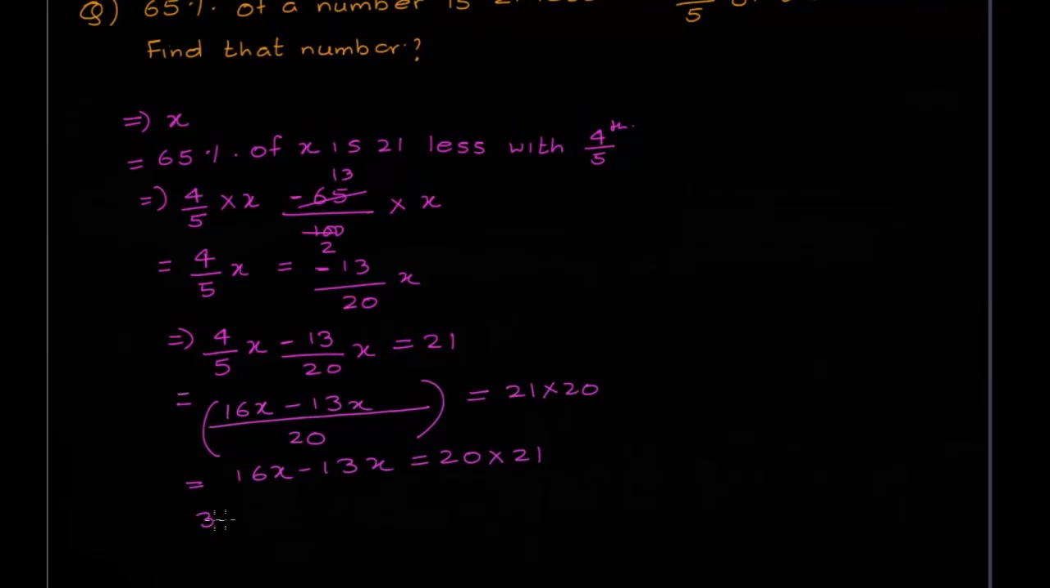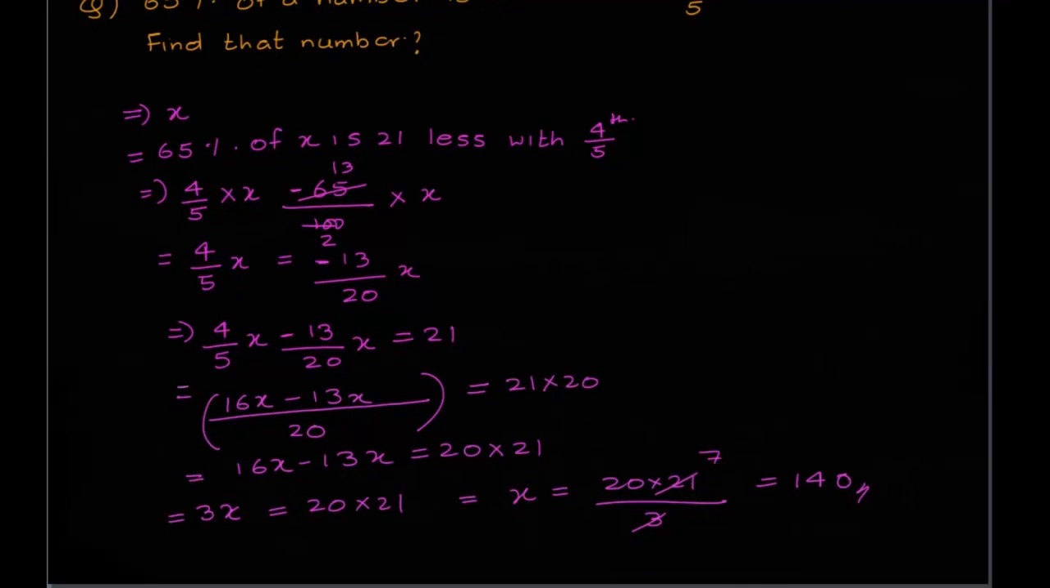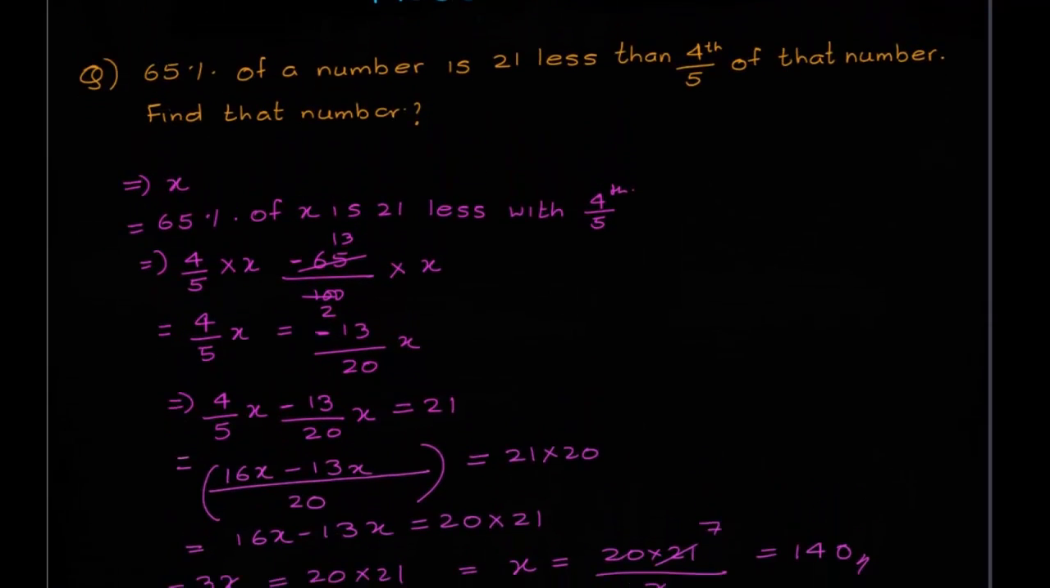Now 3x equals 20 into 21, so we have to find the value of x. x equals 20 into 21 by 3. 3 sevens are 21, and 20 into 7 is 140. So 140 is the number we are looking for in this question.